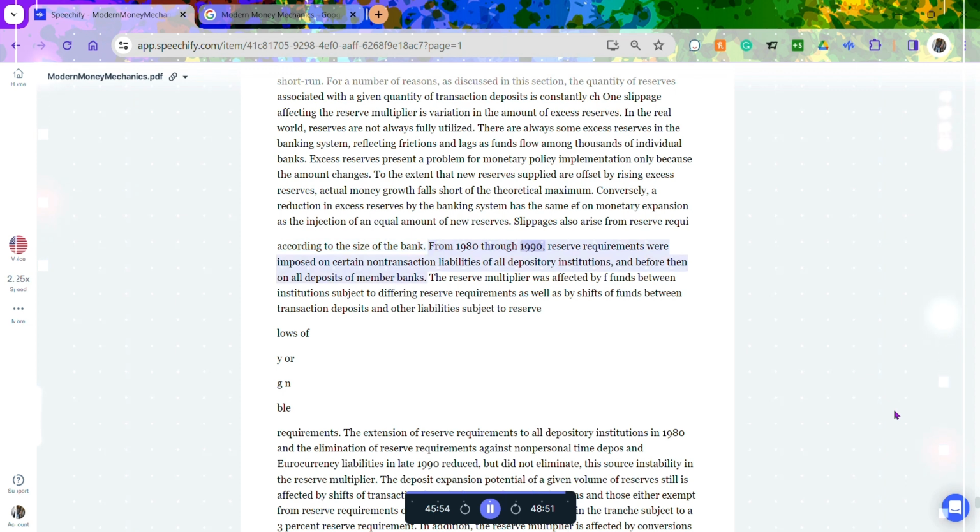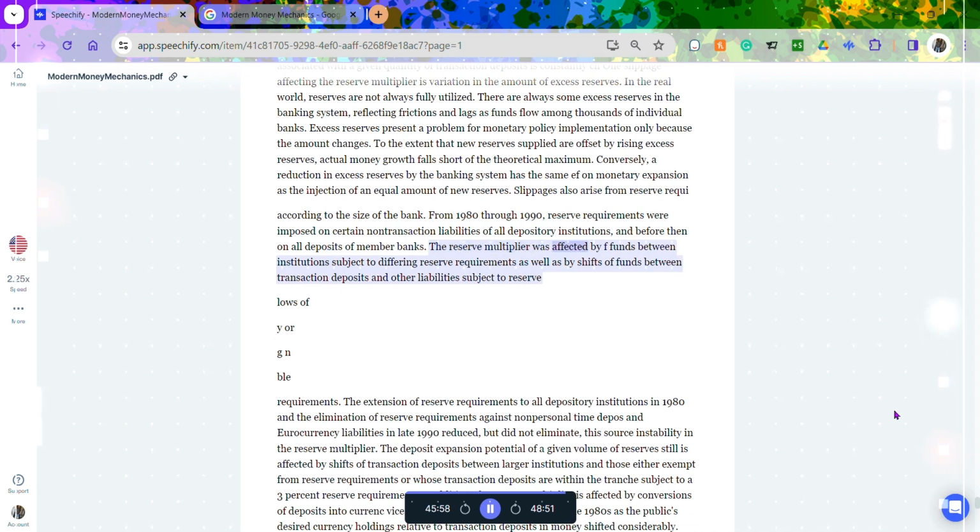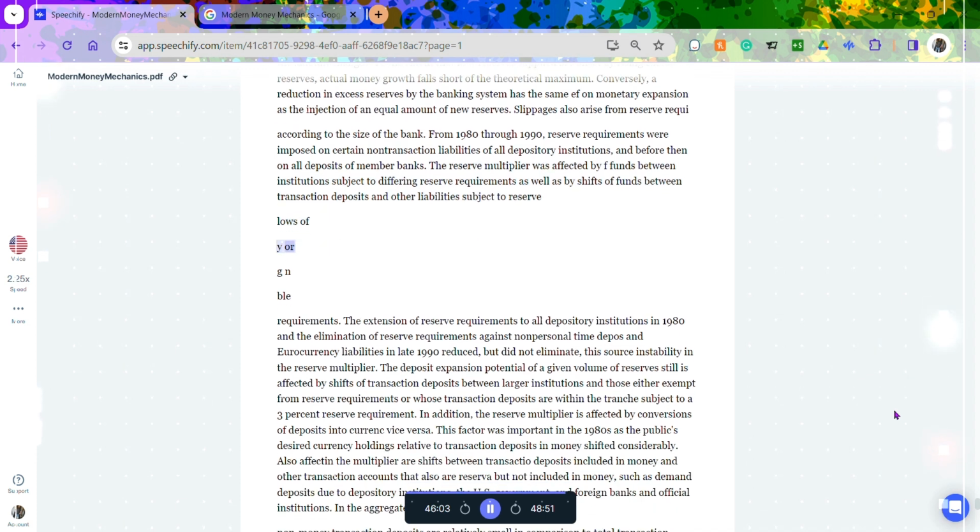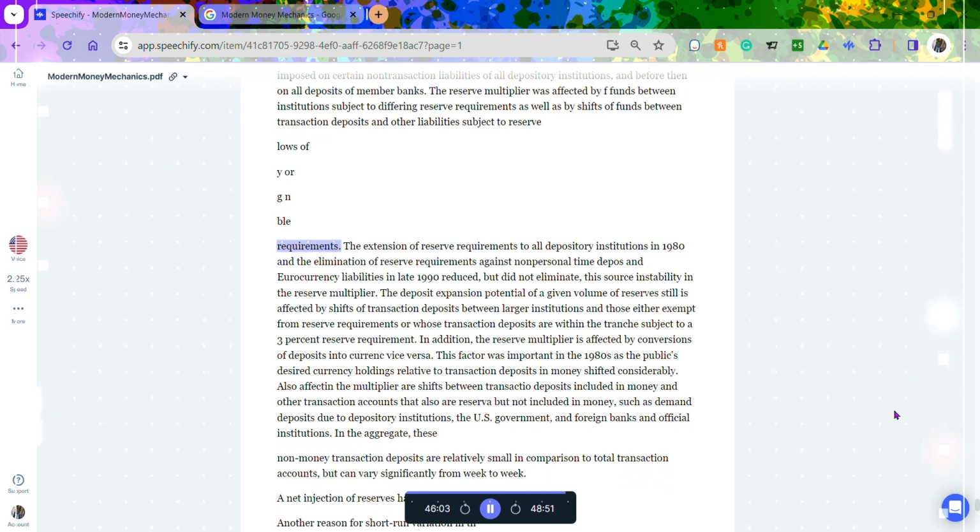From 1980 through 1990, reserve requirements were imposed on certain non-transaction liabilities of all depository institutions, and before then on all deposits of member banks. The reserve multiplier was affected by shifts of funds between institutions subject to differing reserve requirements, as well as by shifts of funds between transaction deposits and other liabilities subject to reserve requirements. The extension of reserve requirements to all depository institutions in 1980 and the elimination of reserve requirements against non-personal time deposits and Eurocurrency liabilities in late 1990 reduced, but did not eliminate, this source of instability in the reserve multiplier.